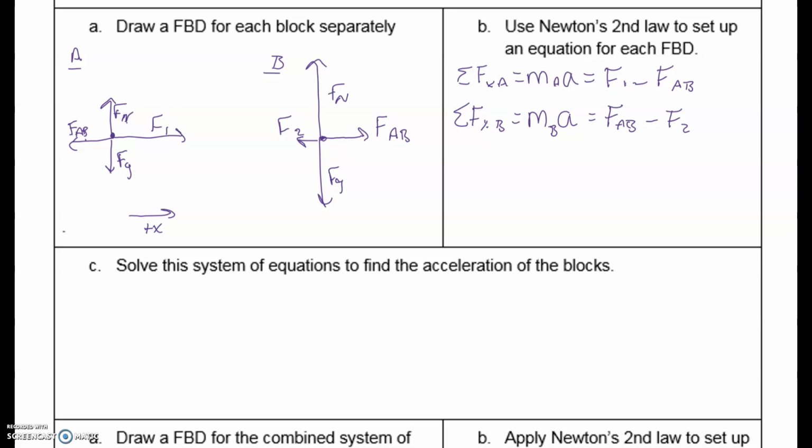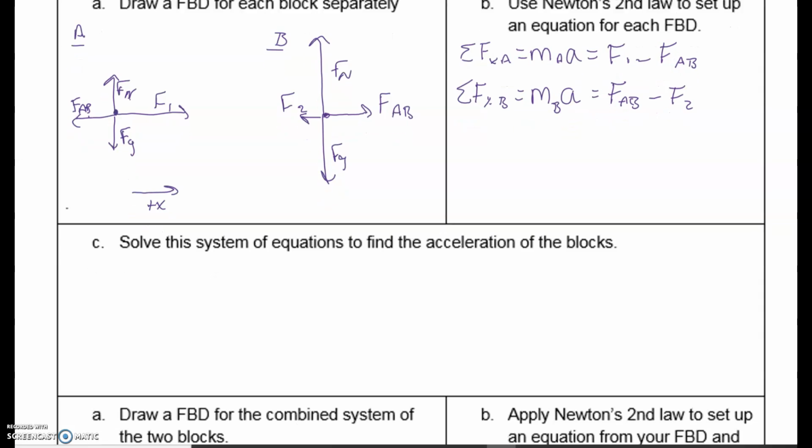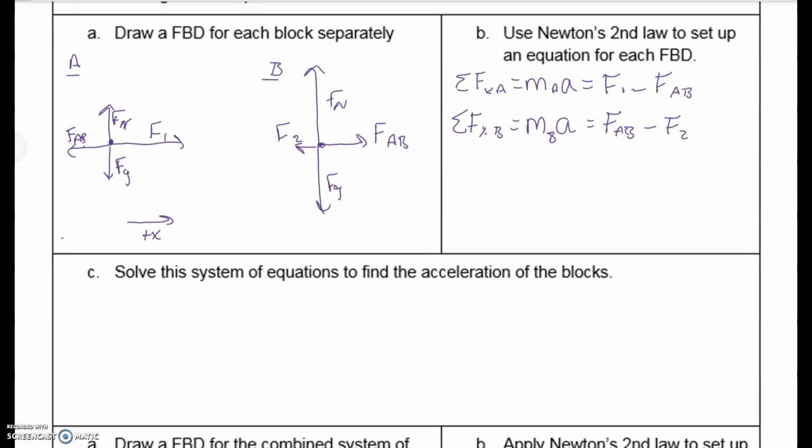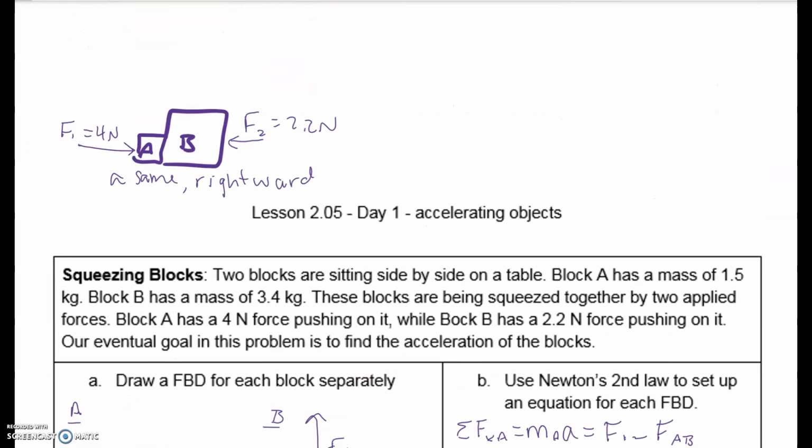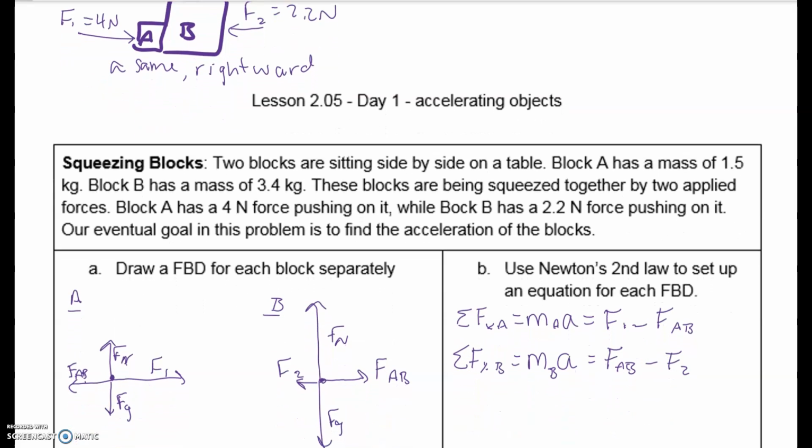So we have a system of two equations here. Why is it important that we're dealing with two equations? Let's look at how many unknowns we have. In our problem, let me scroll back up. There we go. In our prompt, we're told the mass of block A and the mass of block B.